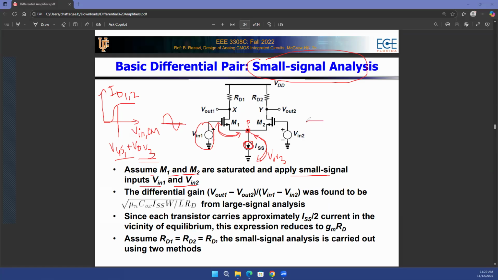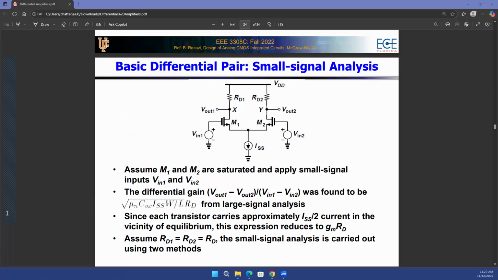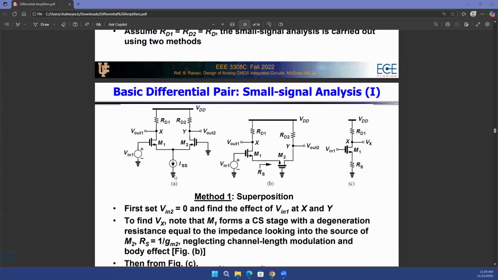So assuming that those transistors are in saturation and your V in common mode is at a level such that every transistor in the circuit is in saturation, now you'll apply the small signal, and the small signal has to be differential. So it needs to be 180-degree phase shifted versions of each other. So this differential gain, V out 1 minus V out 2 divided by V in 1 minus V in 2, that's what we want to find out through this small signal analysis.